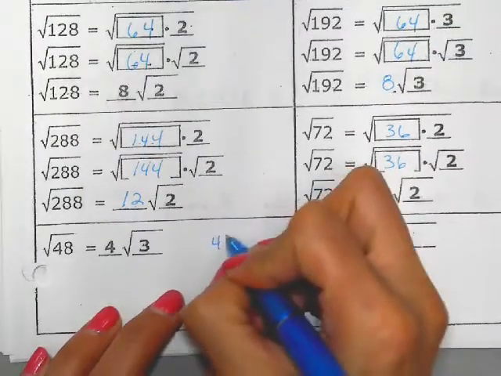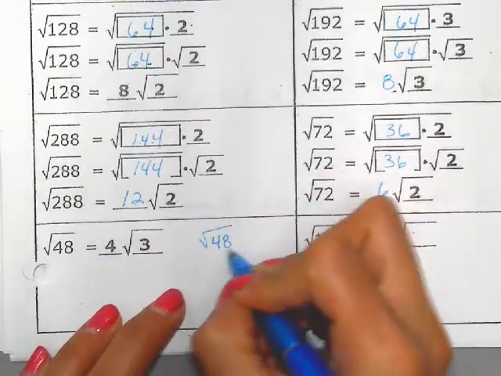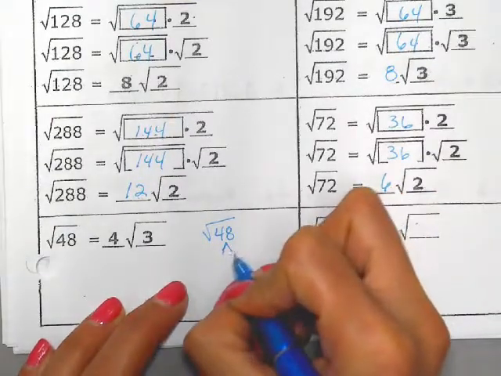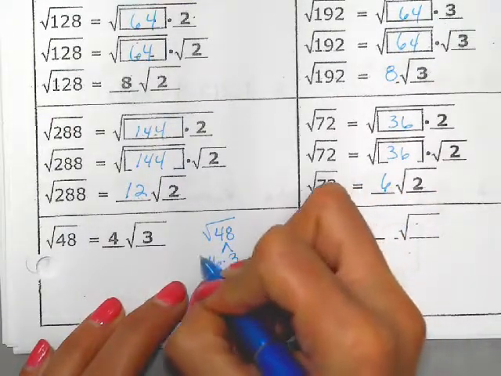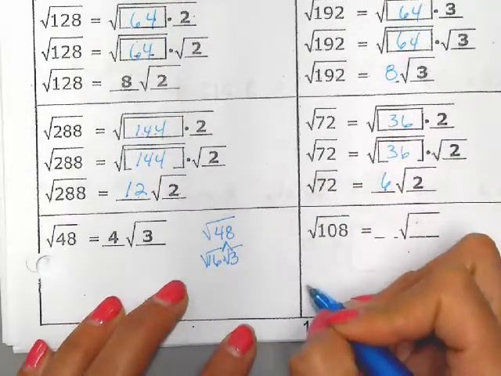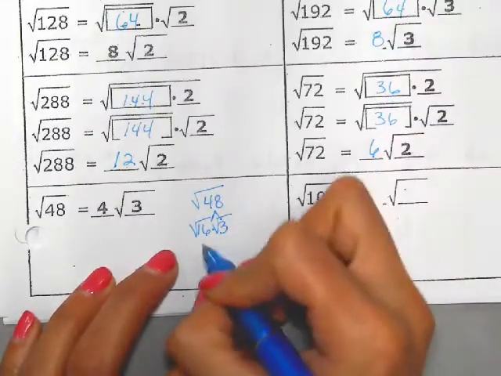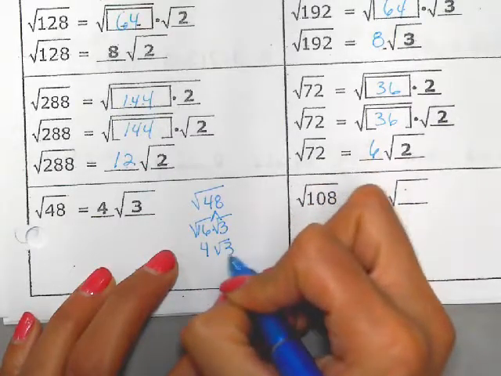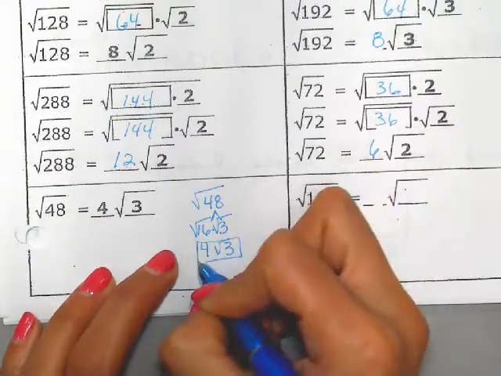48. The square root of 48, we cannot do it, so we have to factor it out. It's going to be 3 times 16 gives us 48. And then the square root of 16 is 4, so no more square root, and bring down the square root of 3 because that couldn't be square rooted, and that is our answer.